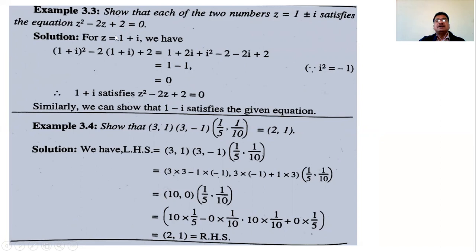and 1 minus i satisfies this equation. So first take z is equal to 1 plus i. Satisfies means substitute z as 1 plus i. So (1 plus i) square minus 2 into (1 plus i) plus 2, where we have to show it is equal to 0.